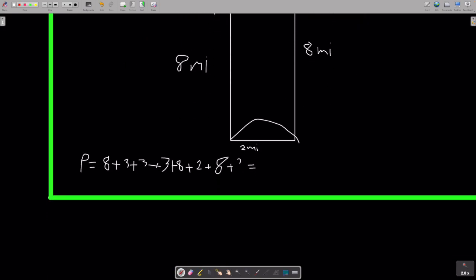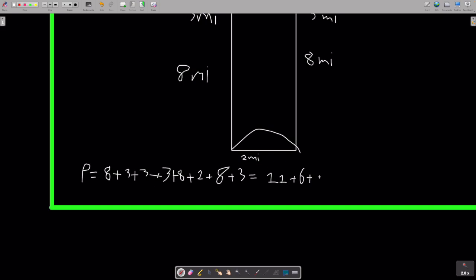So we have 3. So 8 plus 3 is 11. 3 plus 3 is not 9, that's multiplication, it's 6. 3 plus 3 is 6. 8 plus 2 is 10. 8 plus 3 is 11.